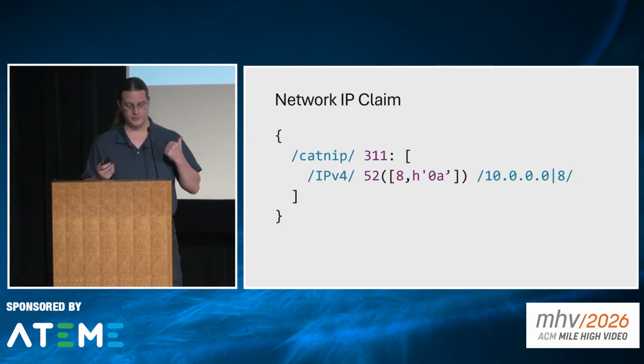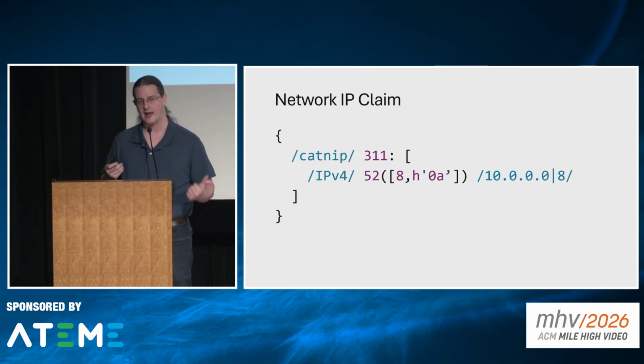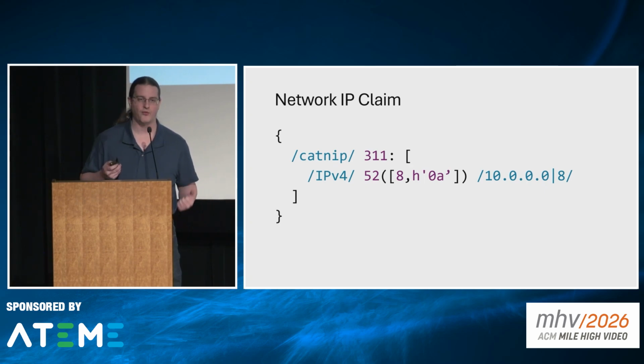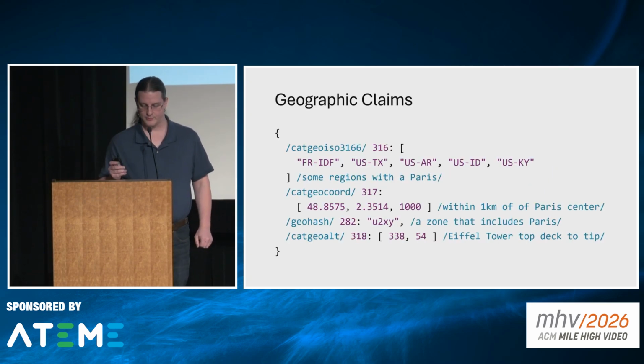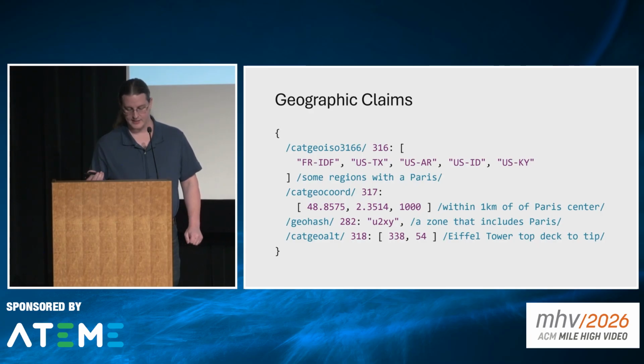You can use broader groups like IP prefixes and ASNs, and if you use a broad enough one, then you don't have to encrypt it. Geographic claims. The CAT also supports a variety of location-based claims. These also mostly need to be encrypted for privacy.